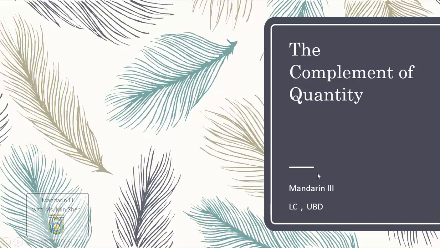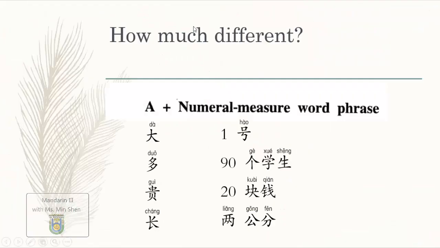Hello everyone. Today we look at the grammar, which is about the complement of quantity. What does it mean? We will look at the details, the structure: adjective and numeral measure word phrase. What does that mean? That means, as we mentioned before, that you can make comparisons.